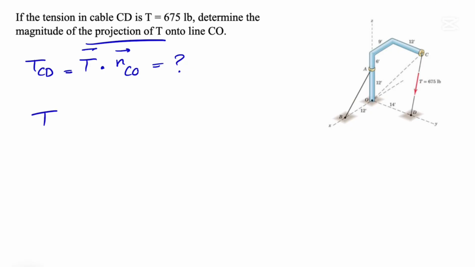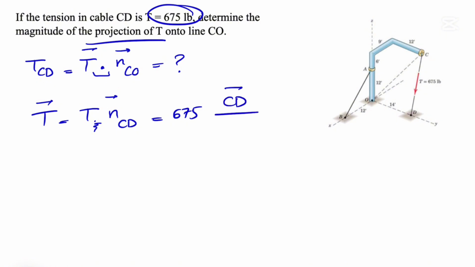If you want to find T in a vector format, we basically have the magnitude times the unit vector, which we can call n CD. So we have to find the unit vector for CD, and we just have to multiply it by T. Don't get confused, this multiplication with the dot product, that's just a normal multiplication. So the force times unit vector. We know the magnitude of T is 675. And for finding the unit vector of CD, we have CD in vector form divided by the length of CD.